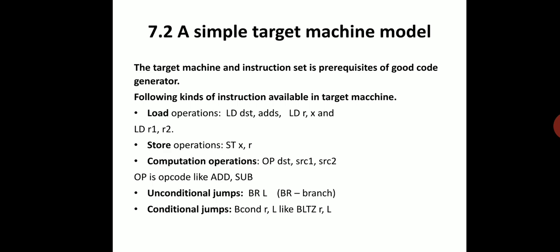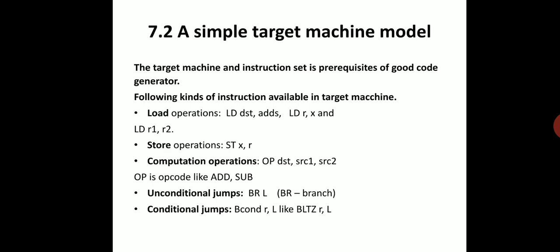So these instructions can have a store instruction. Second instruction, store ST indicates what? Store instruction, where X is the destination, R is the source, that is ST X comma R indicates what? Content of R is stored to X. Then computation operations like OP, DST, SRC1, SRC2, here we may use the three address code.